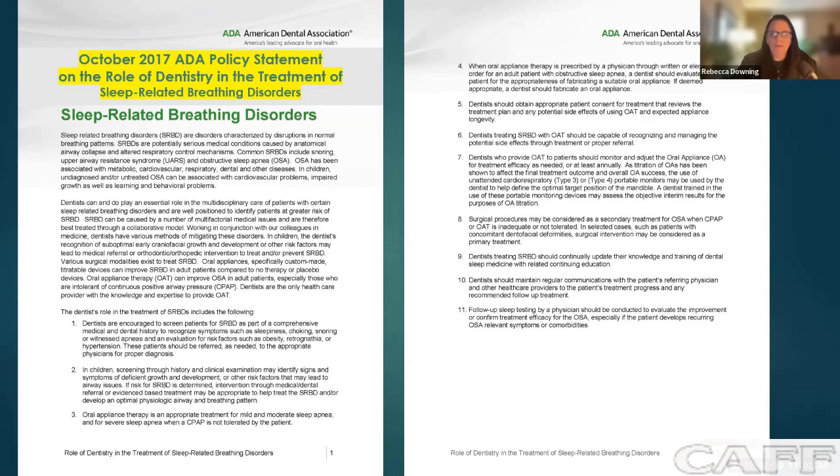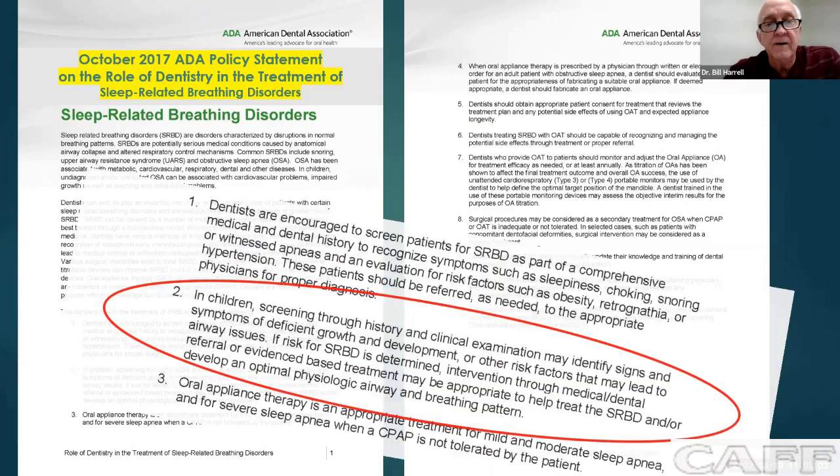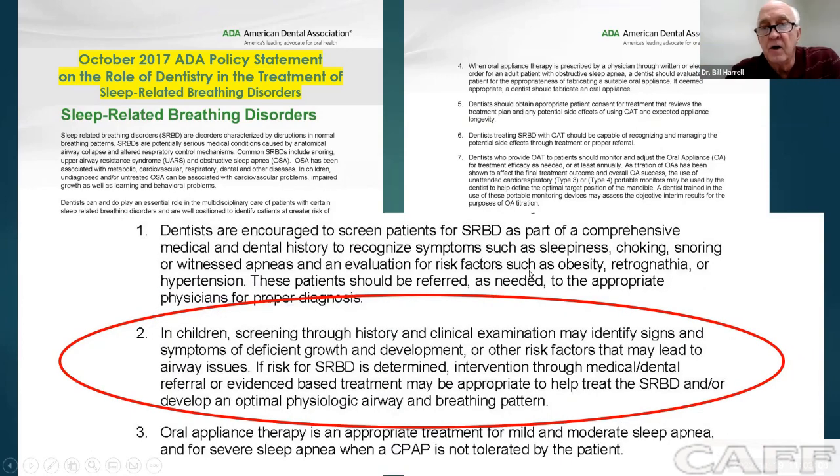Not just educated on the sleep side, but on their licensure. Especially in children, even in adults, every dentist should screen for these things.